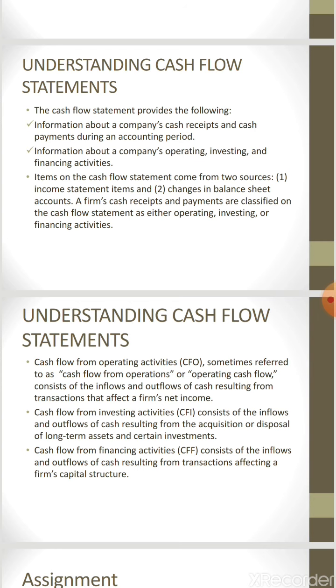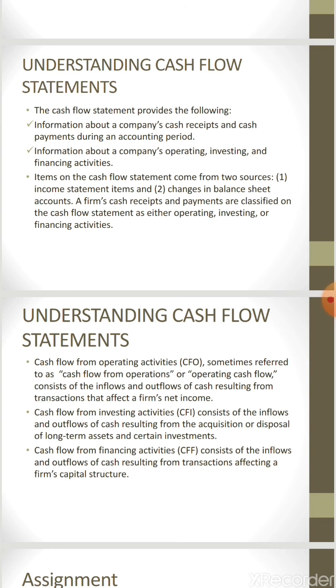And then after that, we've got financing activities. Cash inflows and outflows under cash flows from financing activities result from transactions that affect the firm's capital structure. So if we issue new stock, this increases our issued share capital. This is an inflow under financing activities.